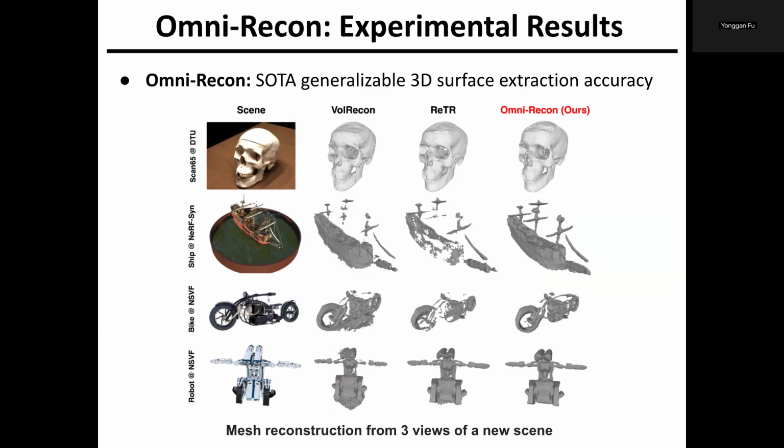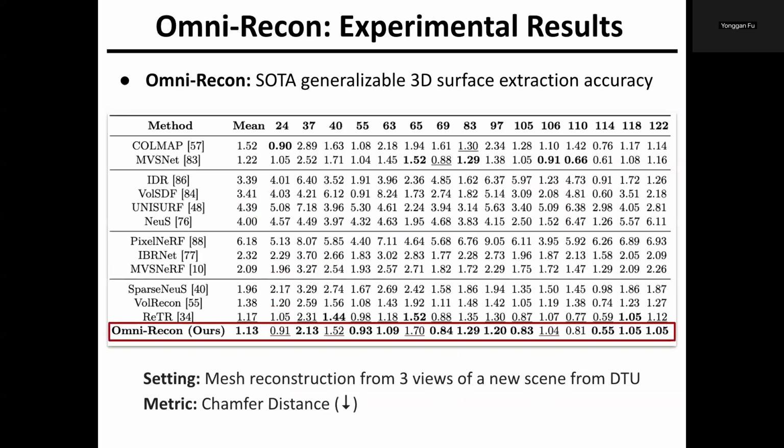We first evaluate our pipeline on generalizable reconstruction tasks, where 3 views of a new scene are provided, and the goal is to reconstruct the scene mesh. You can see that as compared to previous generalizable surface reconstruction methods, our method can achieve the best visual quality, especially on difficult objects with thin structures. In terms of quantitative metrics, we benchmark Omni-Recon with existing methods for generalizable 3D surface reconstruction across different scenes from DTU, and find that Omni-Recon achieves the best quality with the lowest average chamfer distance.